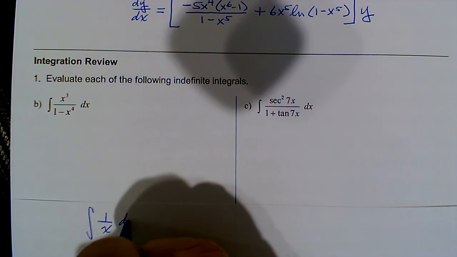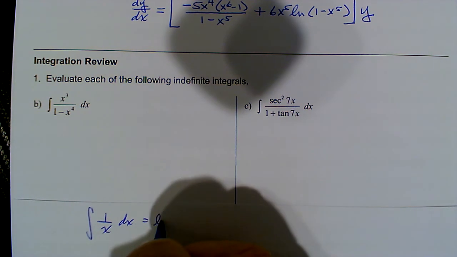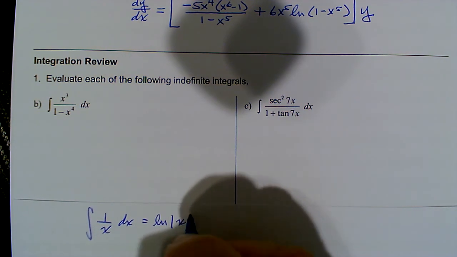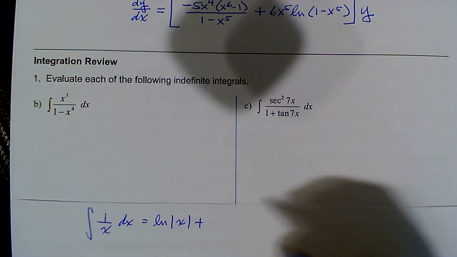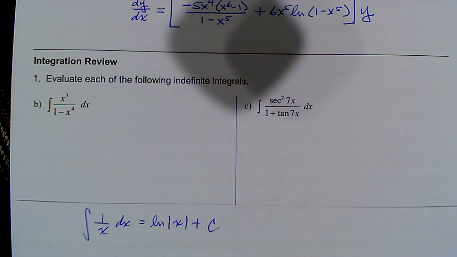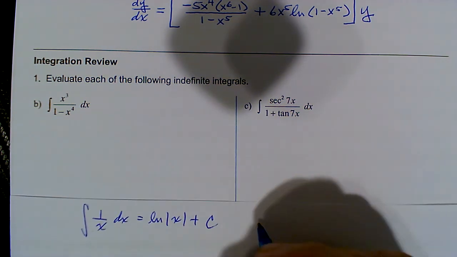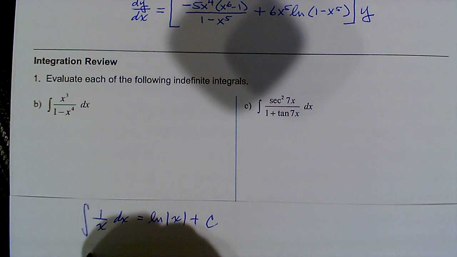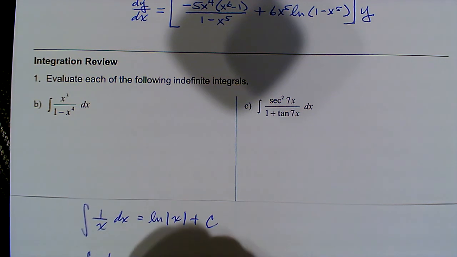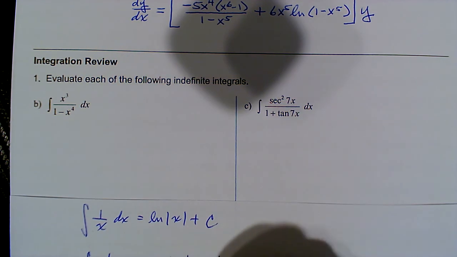The integral of 1 over x with respect to x is the natural log of the absolute value of x plus our constant of integration, of course, and also the integral of what I like to think of as du over u turns out to be the natural log of the absolute value of u plus our constant.